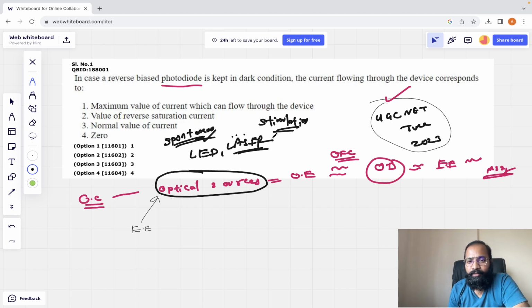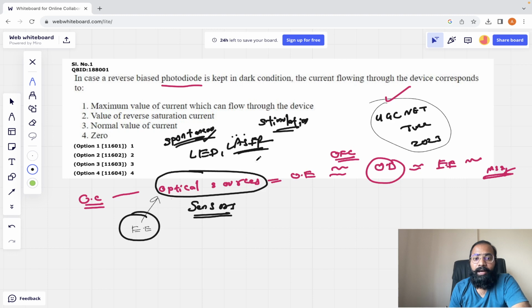The difference between these two we'll see in the upcoming parts. Okay. And coming to the optical sources, they are also called sensors. Sensors means which convert one form of energy into another form of energy. In this case, the electrical energy is converted into optical energy.